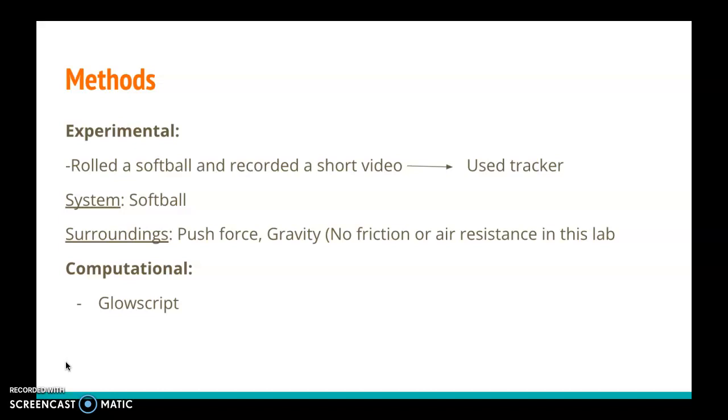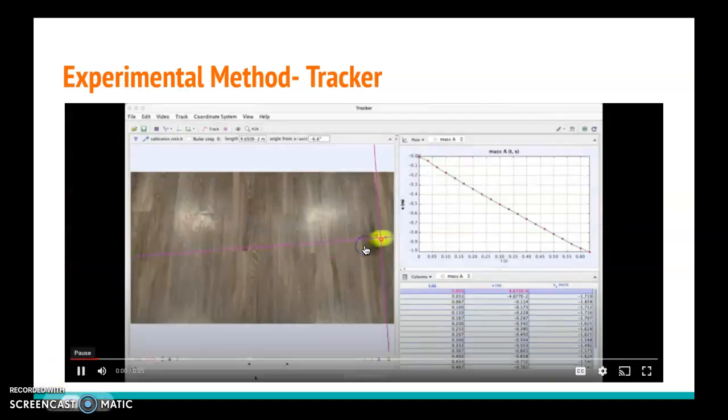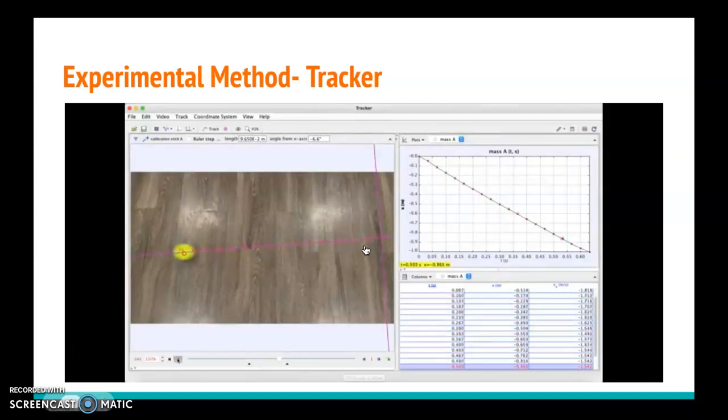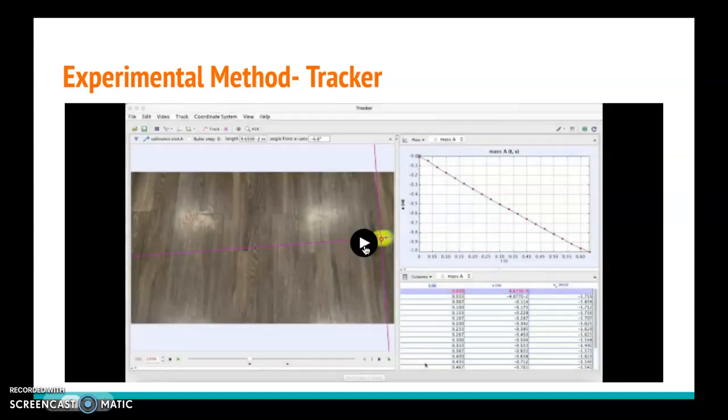As for the computational methods, I used GlowScript to write a code that models the initial state of the ball along with any forces acting on the ball to predict its motion. For the experimental method, I used this video of the rolling softball and tracker to track the motion of the object by plotting its position as a function of time.